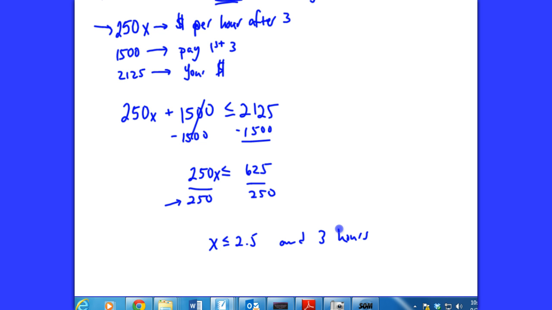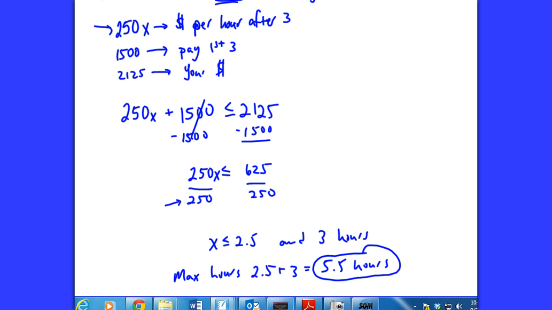So you're going to get 2.5 hours, and you're going to get 3 hours on top of that. So the maximum number of hours would be the sum of those two numbers. The maximum hours would be 2.5 plus 3, which would equal 5.5 hours. That's the most number of hours you could buy this ballroom on that particular budget right there.